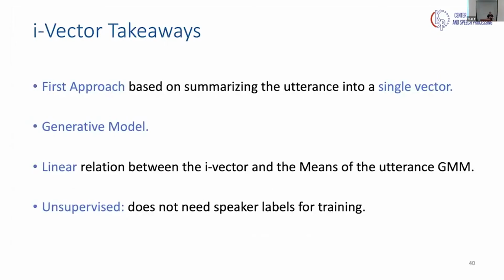Some takeaways from this part: i-vectors were the first approach using embeddings for speaker recognition. This is a generative model, and we will see more about that. It is a generative model because it is a probability distribution, so you can sample data from the model. Once you train the model, you can generate synthetic data using it. And this is an unsupervised method: I don't need speaker labels to train this model.